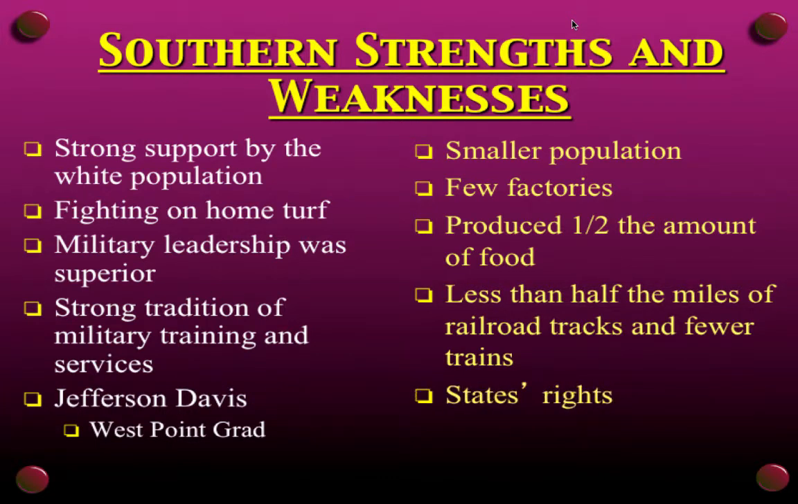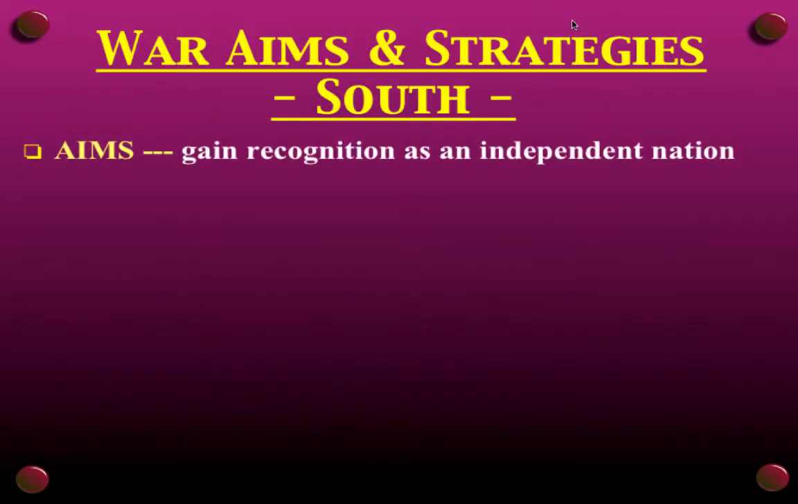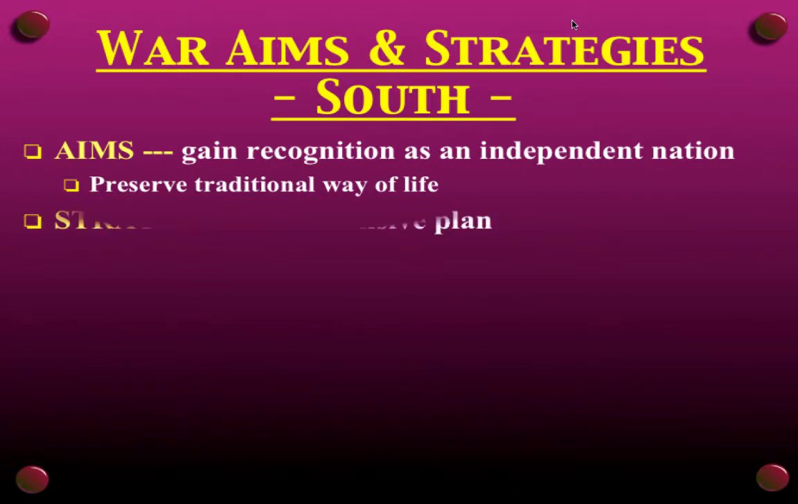And the South was very strong in states' rights. And some states refused to give the Confederacy any power. Remember, if we go back to the Articles of Confederation, a confederacy is a league of friendship. So they're not going to give the federal government too much power. Now, the South's aim was basically to gain recognition and preserve their traditional way of life. It was very simple. Strategy to do that would be a defensive plan.